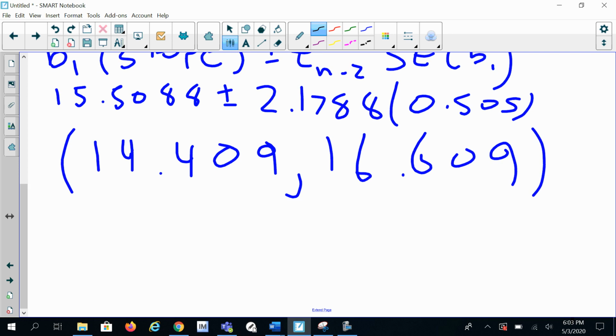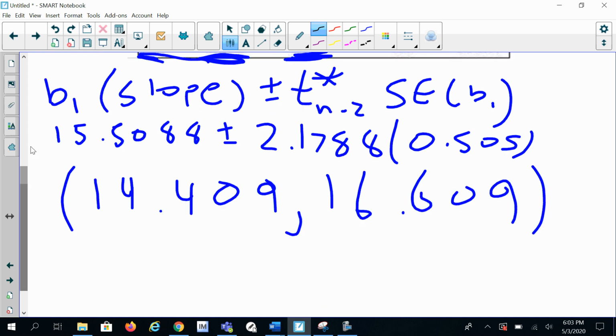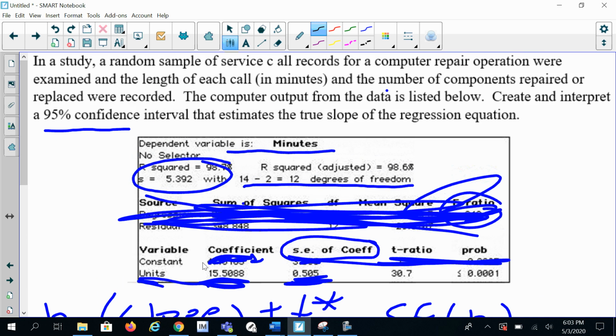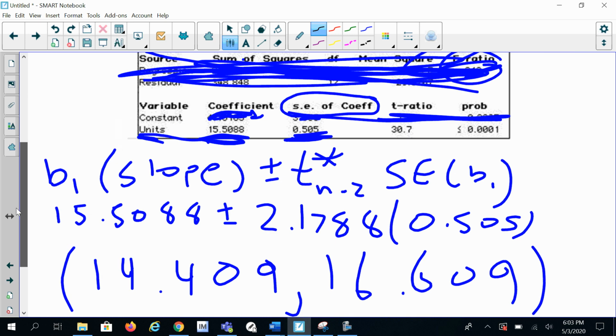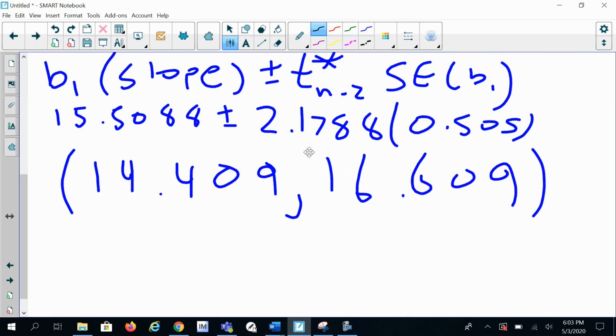So what we're doing is we're trying to make an interval where we think the true slope is falling. So the B1 is not the true slope. This is not the real slope. Remember, this is just a guess. This is an estimate of what the slope is. We don't have every single data point that exists, so we're making an estimate. So what we're saying is that the real slope is somewhere in here.